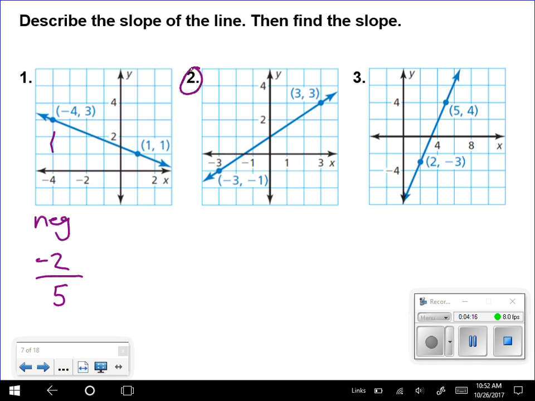So you're going to look at 2 and 3, see if you can figure those slopes out.